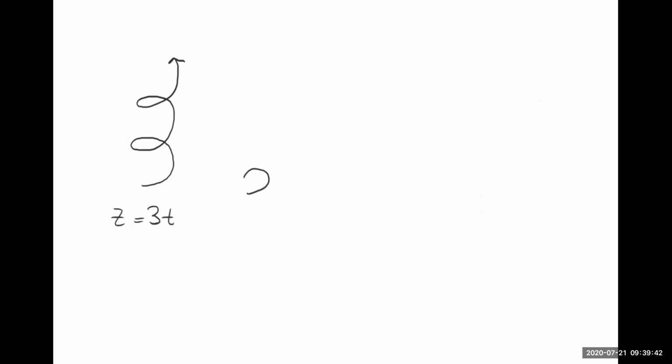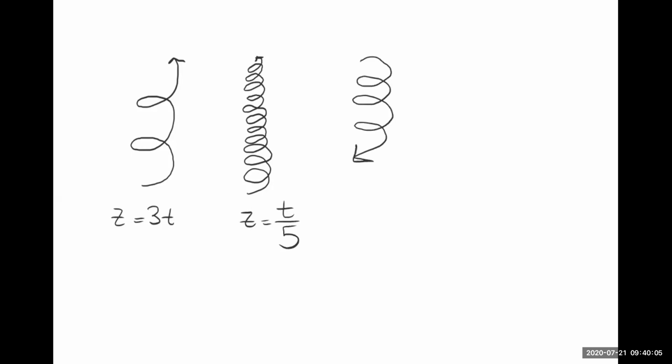If you are going slowly, now it takes a long time for me to get there, right? If I have to go around many times, it means it takes a long time for me to increase the height. So z would be, for example, t over something, say over 5. What about the other direction? This can go down. What would be the equation for z if it's going down? Can you guess? Negative. Exactly. So it would be, for example, negative 2t.